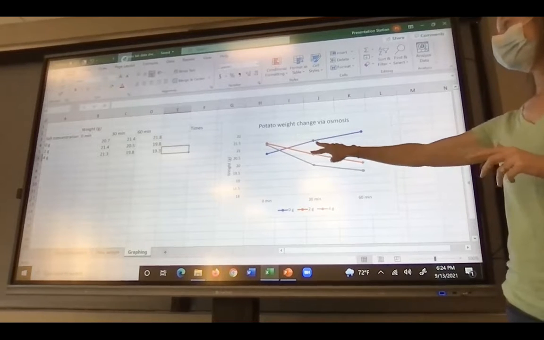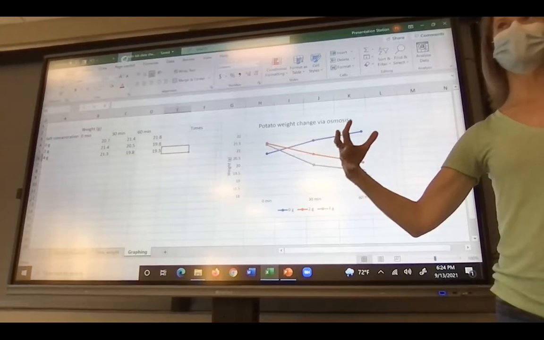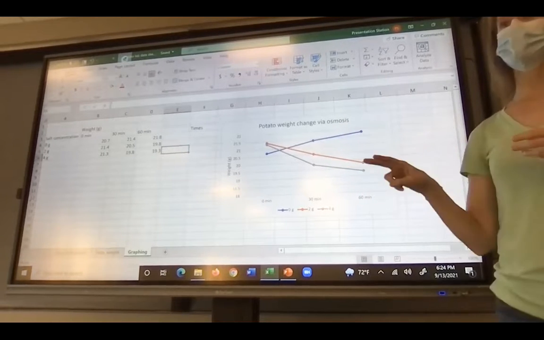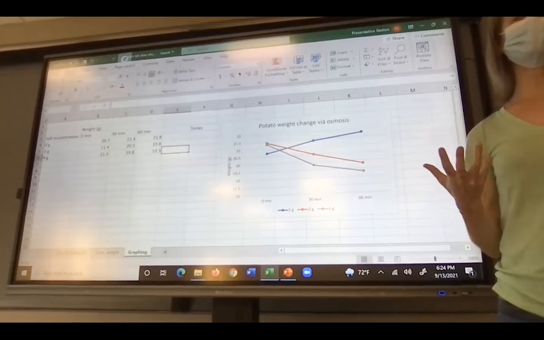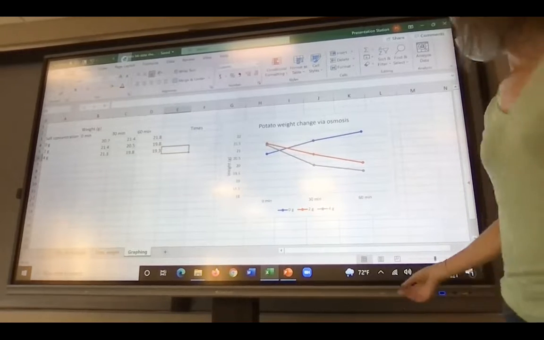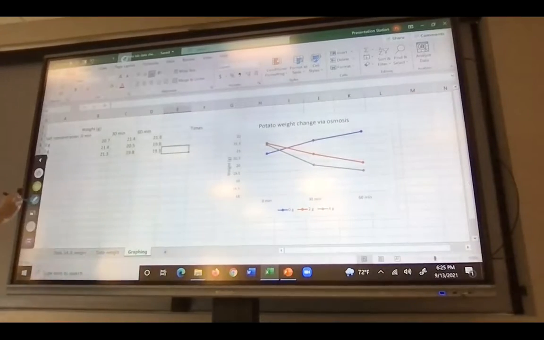So the important part here is that the more hypertonic a solution is outside of a cell, the faster that change is going to be. So it's a steeper concentration gradient is what we say. Write that down. Okay.